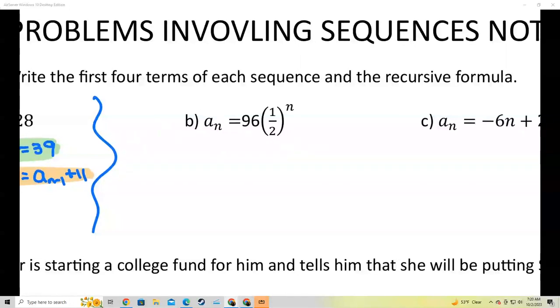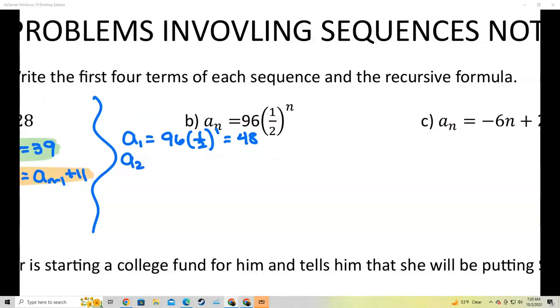Same thing, I want to find the first four terms. So all I'm going to do is substitute the 1. So I get 96 times 1 half to the first power. Remember, 1 half to the first power is just 1 half. And when you multiply something by a half, really all you're doing is dividing it by 2. So I'm going to take 96 and divide it by 2. That gives me a 48.